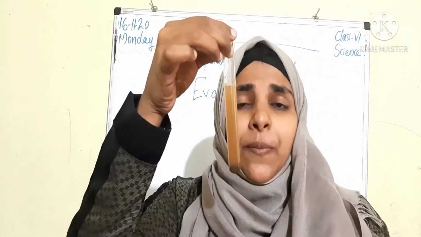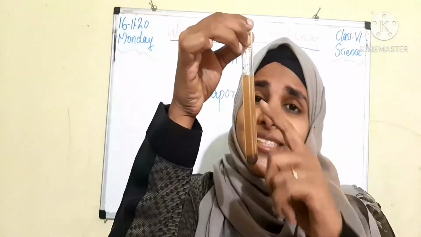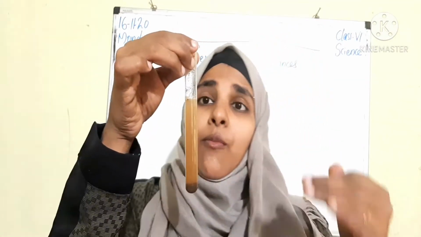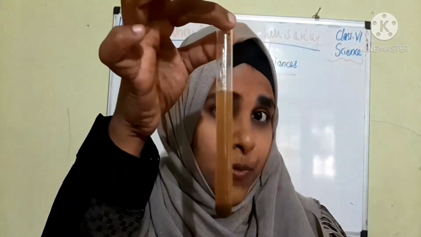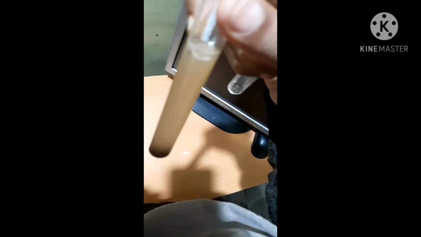Is it easy to separate? I need to separate salt from this solution. How can it happen? That's why I'm using more than one method of separation for this process. After some time, what will happen, children? The sand settles down, but salt is dissolved in this water, right? Then after that, what will we do?